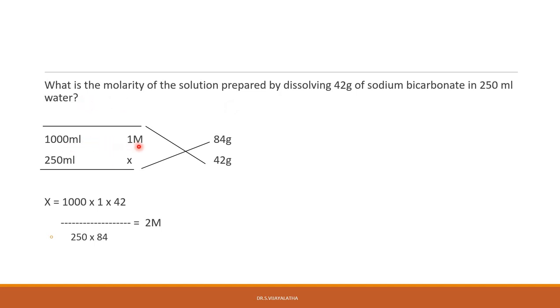Again, we have to write the standard equation. If it is a 1 molar solution, it will have 1 mole in 1 liter. So I put it as 1000 ml of a 1 molar solution. As I told you, instead of putting it in moles, I have put it as gram molecular weight, which is molecular weight expressed in grams. Molecular weight of sodium bicarbonate is 84, so I have put it as 84 grams. Now the weight given is 42 grams and the volume is 250 ml and we have to find out the molarity. Therefore, X will be equal to 1000 into 1 into 42 by 250 into 84. It is a 2 molar solution.